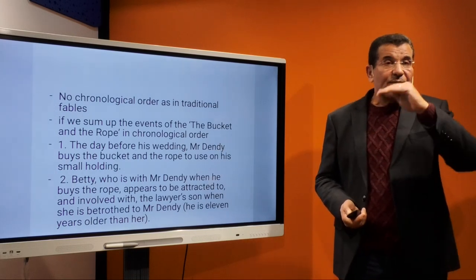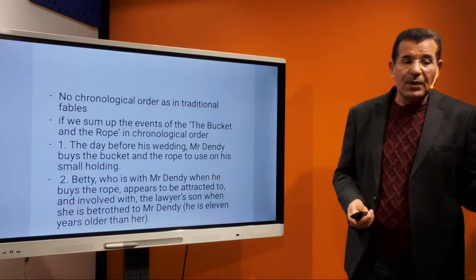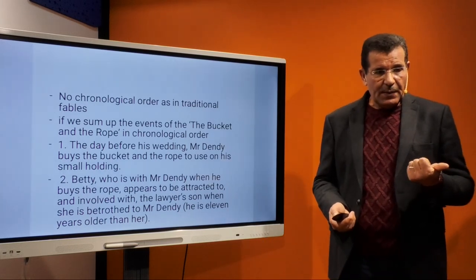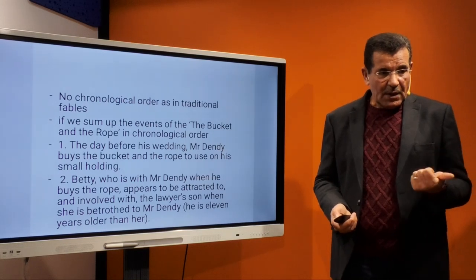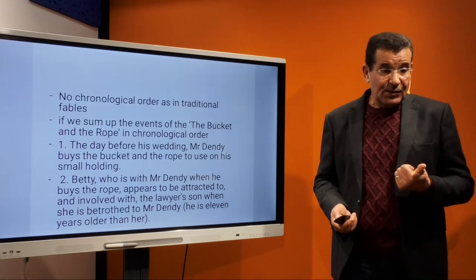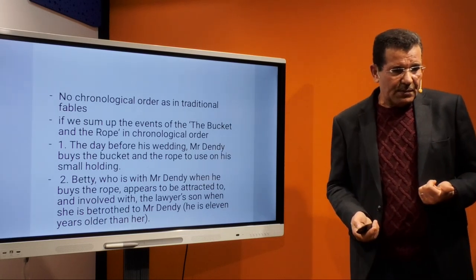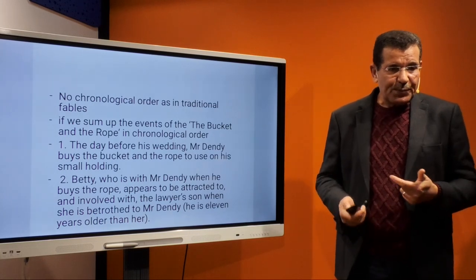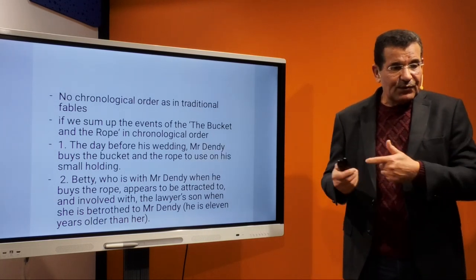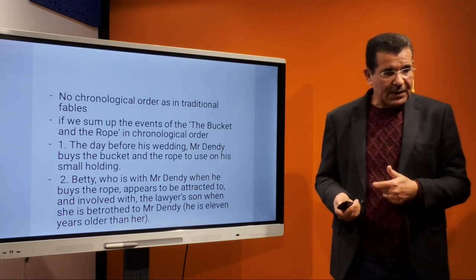If we sum up the events of the bucket and the rope in chronological order, what we find is that the day before his wedding, he buys the bucket and rope. Ironically, the object of that is used on the day of the wedding. Betty, who is with Mr. Dandy when he buys the rope, appears to be attracted to and involved with the lawyer's son when she was betrothed to Mr. Dandy.